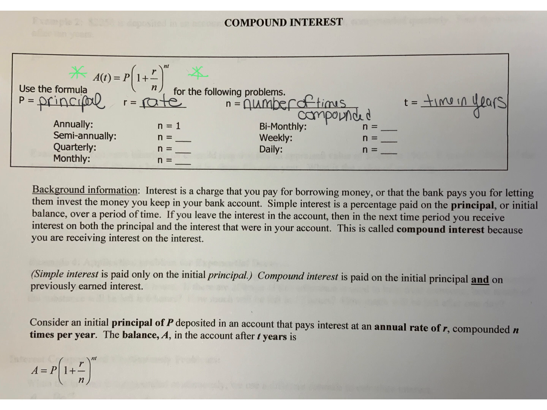So let's go over some vocabulary just so that we can be successful. Annually, the N would be 1. It's compounded 1 time per year. Semi-annually, the N would be 2 times per year. Quarterly is 4. Monthly is 12. Bi-monthly means every other month, so it would be 6. Weekly is 52. There's 52 weeks in a year. And daily is 365. So make sure you know those terms.